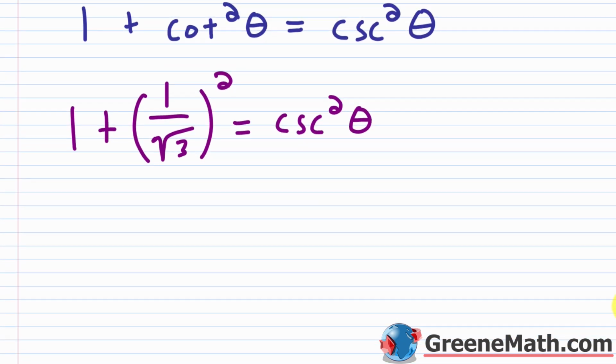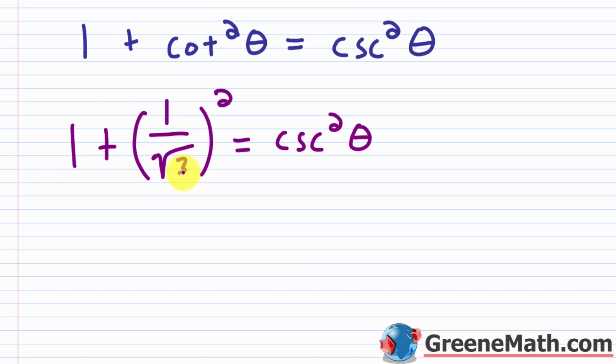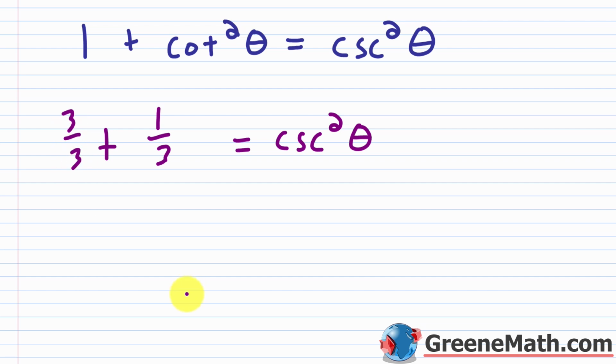Let's get some room going. And so now if I square this, I'm going to get 1 squared is 1. Square root of 3 squared is 3. So this is just 1/3. To add this to 1, I'm going to get a common denominator and say this is 3 over 3. So this is basically going to give me 4/3. So 4/3 is equal to, and let me write this in another way. So cosecant squared theta is equal to 4/3.